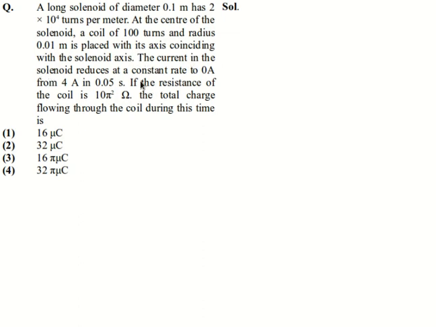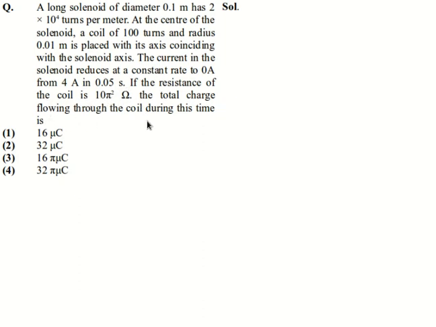The current in the solenoid reduces at a constant rate from 4 ampere to 0 ampere in 0.0105 seconds. So we are also given the change in current in the solenoid and the time interval in which the change in current takes place. Resistance of the coil is given to us as 10 pi square ohm.